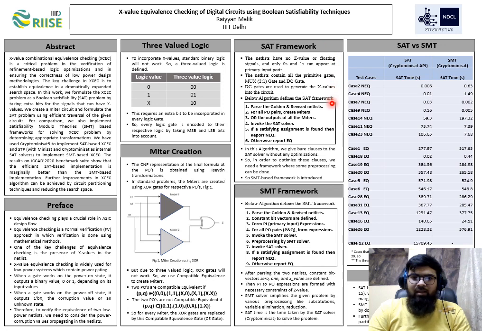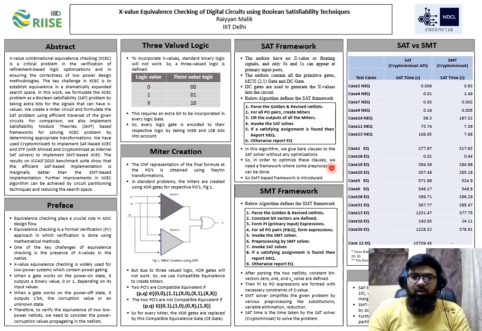Now first of all, we parse the golden and revised netlist, and for all the primary output pairs we create the miters. Now for the final formula we OR all the miters, and the final formula is fed to the SAT solver. After that, the SAT solver is invoked, and if a satisfying assignment is found, then we report that both the netlists are non-equivalent. Otherwise, if the SAT solver is not able to find any satisfying assignment, then we say that both the netlists are equivalent. In this algorithm, we are giving bare clauses to the SAT solver to solve without any optimizations.